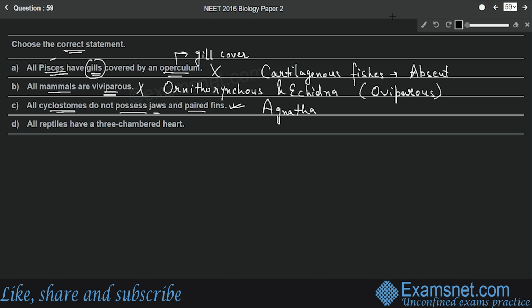The last one says all reptiles have a three-chambered heart. So in general, we know that reptiles have a three-chambered heart, but again there are exceptions. There is an exception actually, that is crocodile. We know that crocodiles have a four-chambered heart. So again, this statement is not always true. So the only correct statement is option number C.